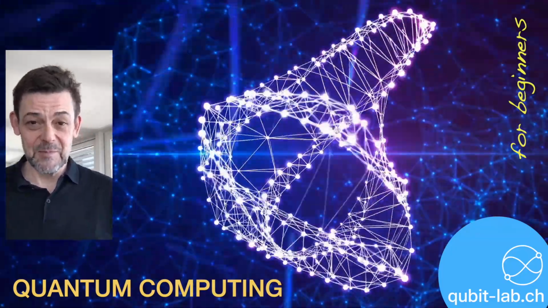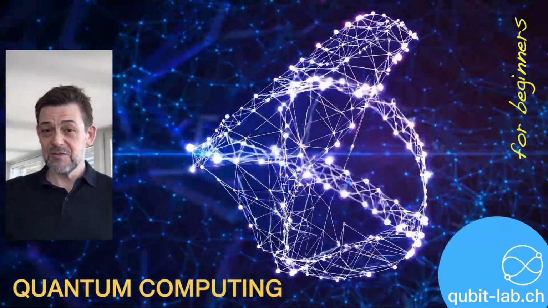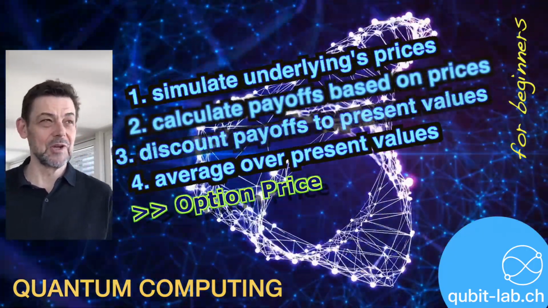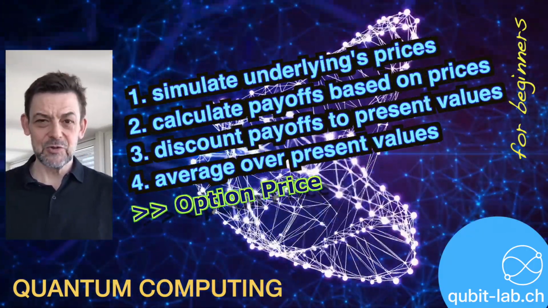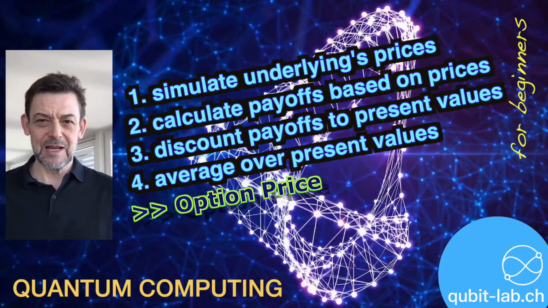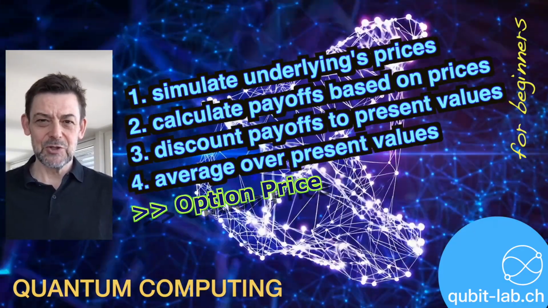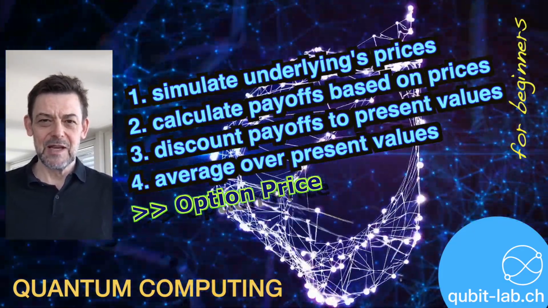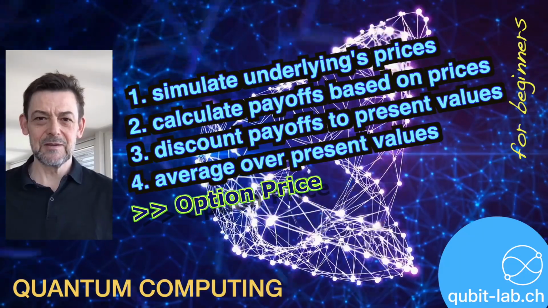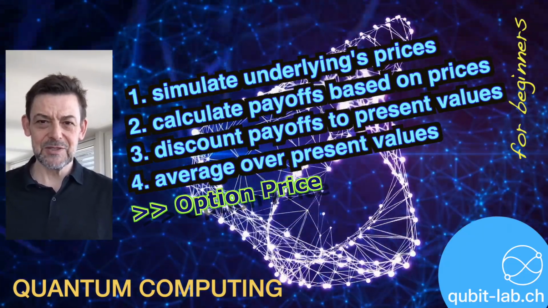Let's quickly recap how Monte Carlo pricing works for a European option. We define the option's payoff structure, simulate thousands of paths for the underlying asset, calculate the payoff for each, discount the results, and average them. That's it. Simple in theory, brutal in practice when scaled.